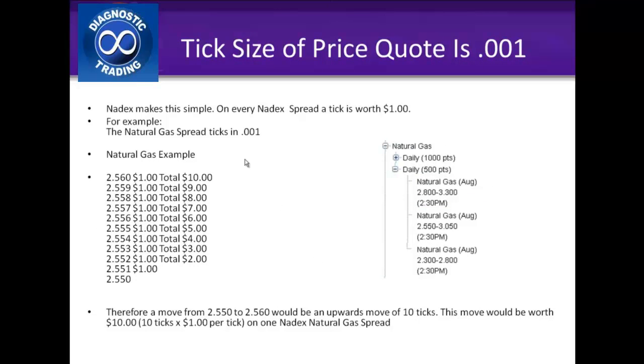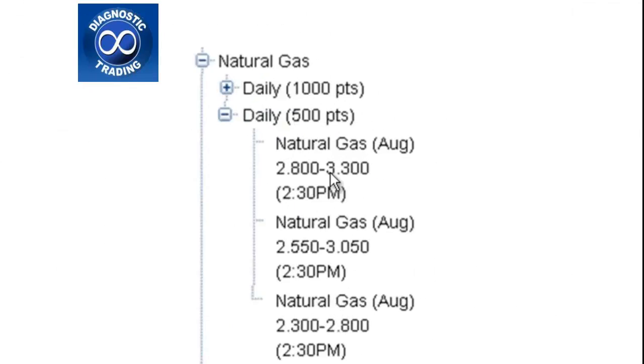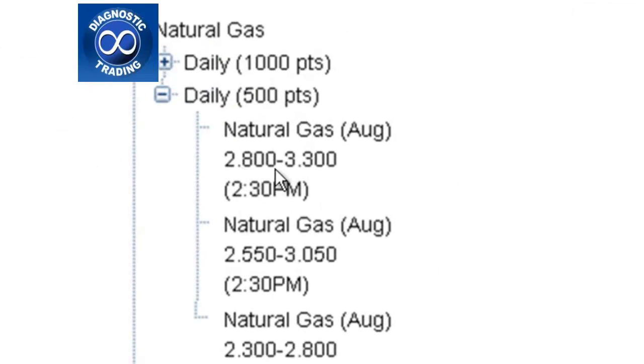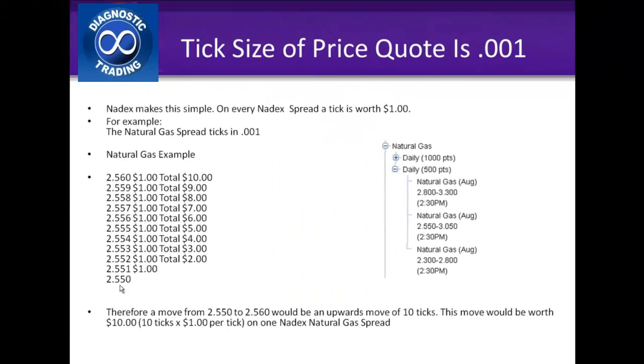Natural gas is the only Nadex spread that actually ticks in 0.001. And again, you can see that right here. See how there's 3 decimal places. Okay? So a move from 2.550 to 2.551 is a 1-tick move that's worth $1.